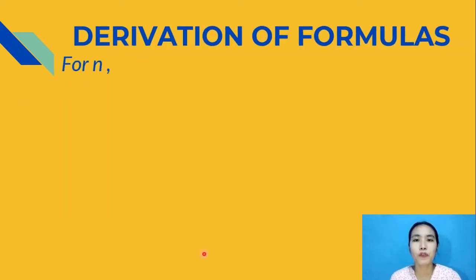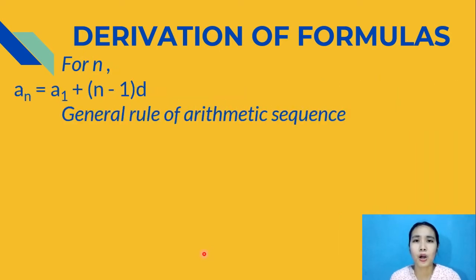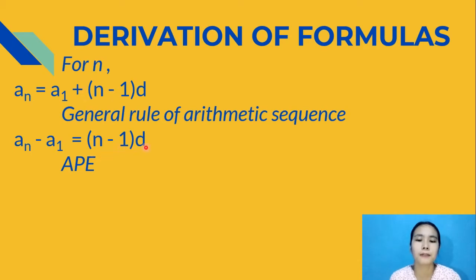If we are looking for n or the number of terms, again we use the general rule of an arithmetic sequence. And then we apply the addition property of equality or APE. We add negative a sub 1 to both sides. A sub n plus negative a sub 1 is equal to a sub n minus a sub 1. A sub 1 plus the quantity of n minus 1 times d plus negative a sub 1 will be cancelled. The remaining will be n minus 1 times d.